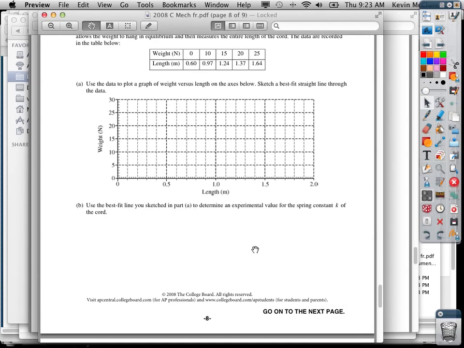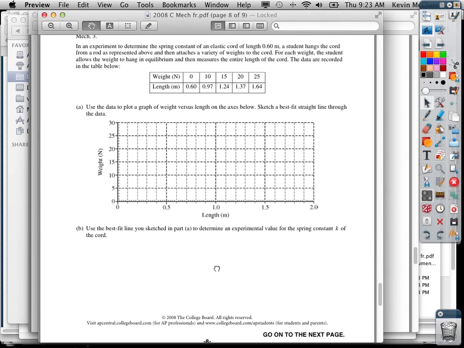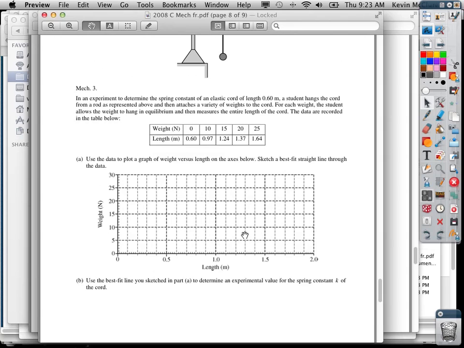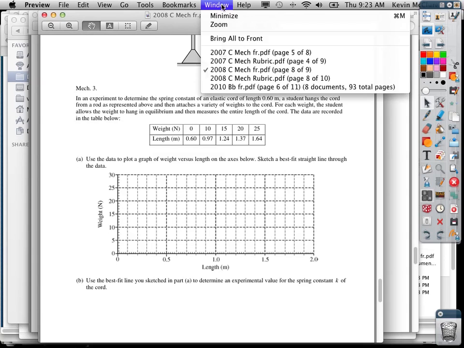Then it says use the best fit line you sketch to determine the experimental value for the spring constant K. So if you do weight, which is force, rise per length, that's like K, right? Because K is newtons per meter. Does this make sense to you? So basically just find the slope.